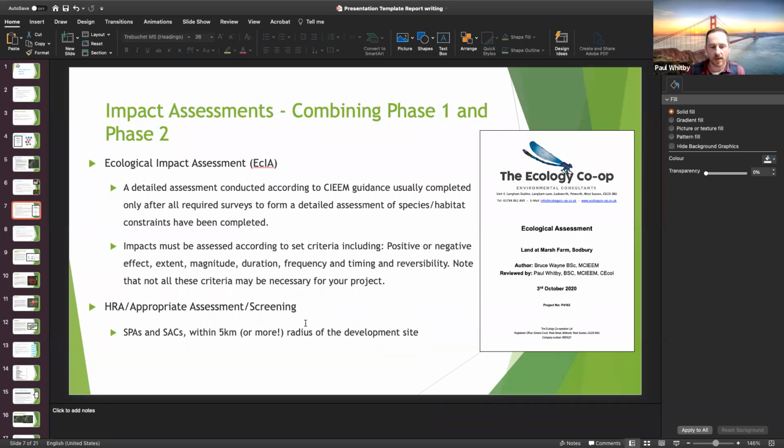Finally, the HRA, which I'm not going to go into in detail, but it is production of either an appropriate assessment or screening report, which assesses the potential for a proposal to impact upon SPAs and SACs, which are Natura 2000 sites, typically within 5 kilometres, but can be a much further distance radius from a development proposal.